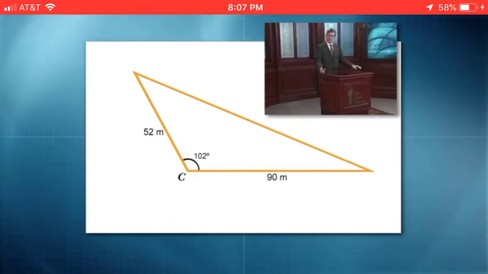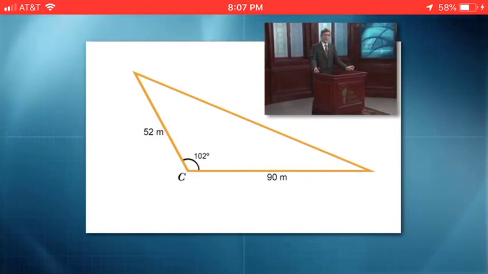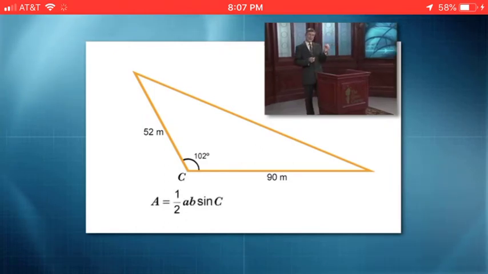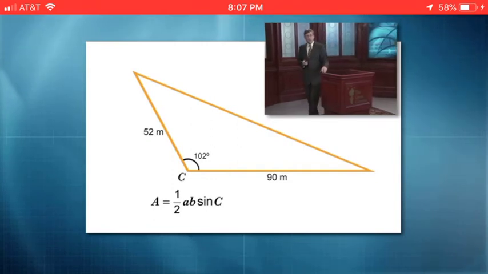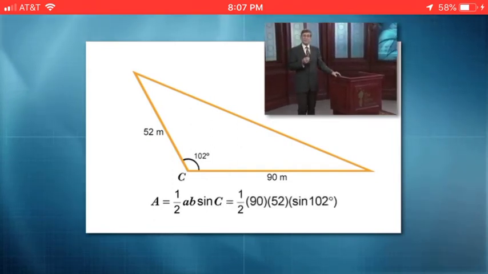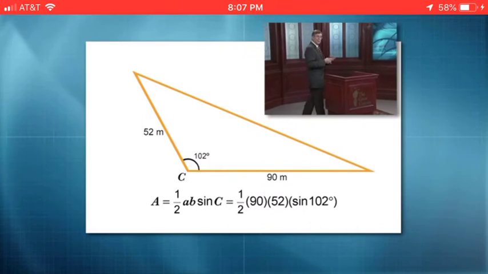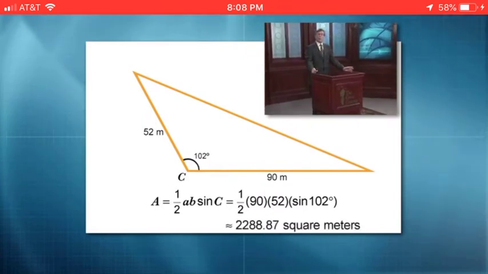Well, given this triangular lot in the picture, we can find its area using this fancy new formula. So, what does the formula say? It says that the area is 1/2 AB sine C. A and B are the two sides, and C is the included angle, so it's the sine of C, again, all divided by 2. So let's plug in the numbers. It's 1/2 times 90 times 52 times sine of 102 degrees. Punch that on your calculator, and you would get approximately 2,288.87 square meters.